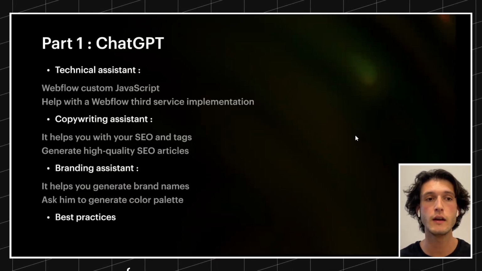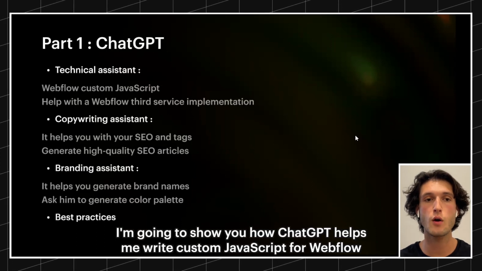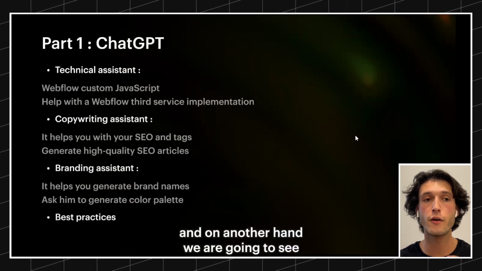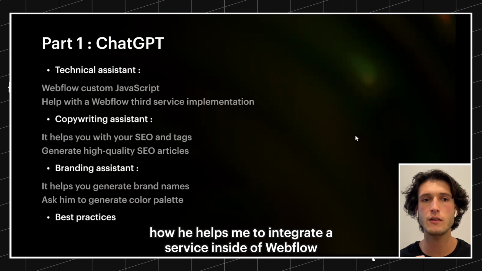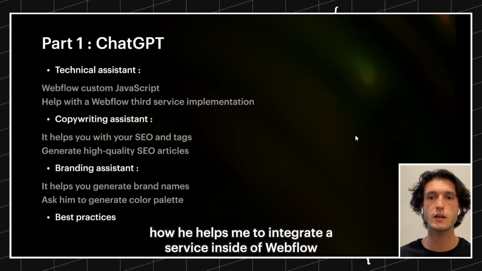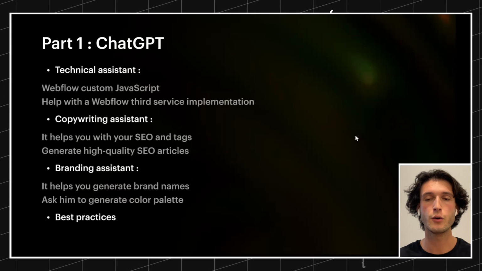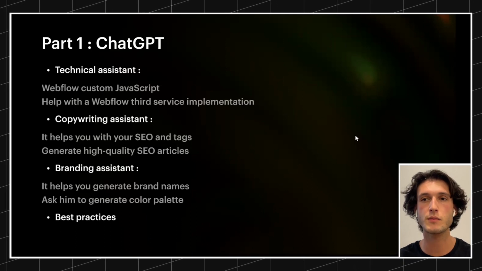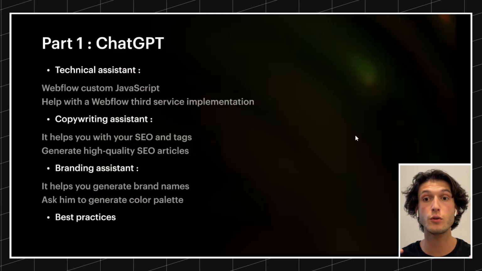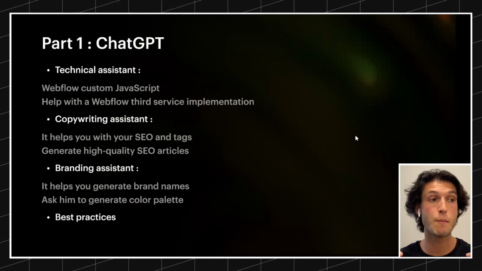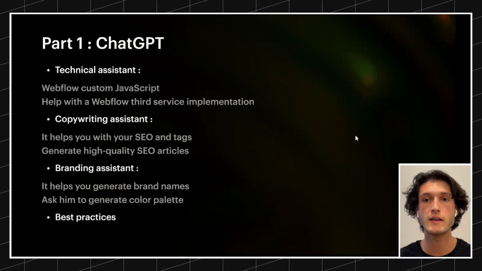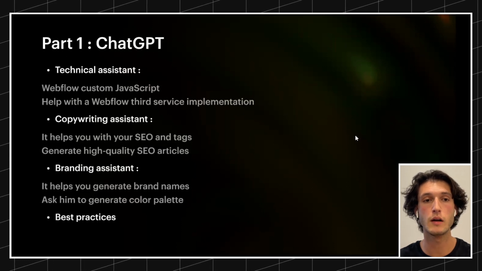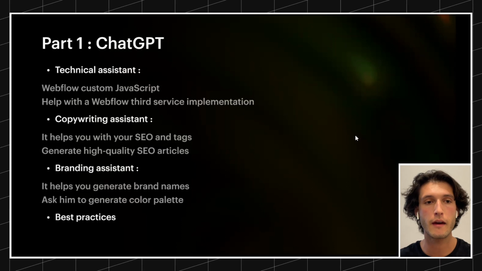I have two examples here. The first one, I'm going to show you how ChatGPT helped me write some custom JavaScript for Webflow. And on the other hand, we're going to see how it helps me integrate a search service inside of Webflow. You know that Webflow is like a big toolkit, and you can add any tool you want inside with the API system. But sometimes, even more if you're not technical, you can have some pain integrating tools and customizing things inside of it. In this case, it was kind of simple, but it was a big help.